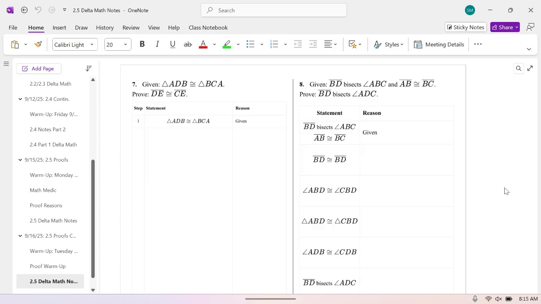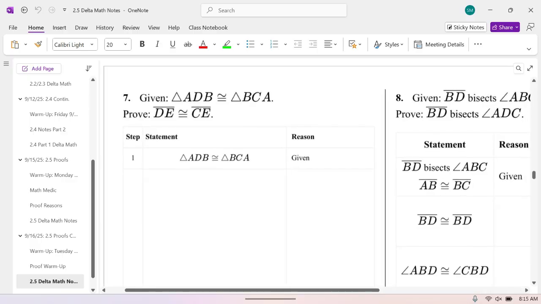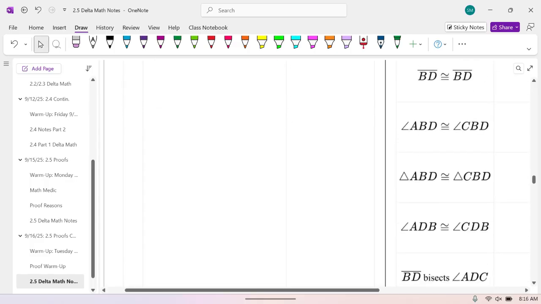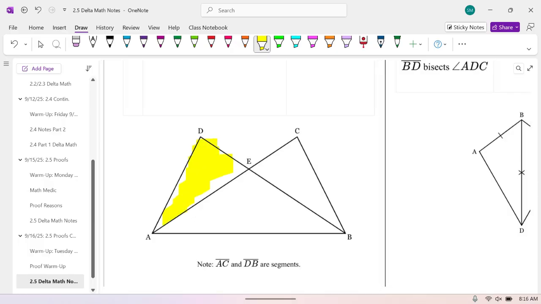All right. So, if we look at number 7, given that triangle ADB is congruent to triangle BCA, they want us to prove that DE is congruent to CE. All right. So, they already gave us our given. So, they said that triangle ADE is congruent to triangle BCE.